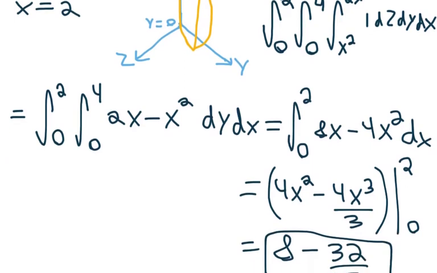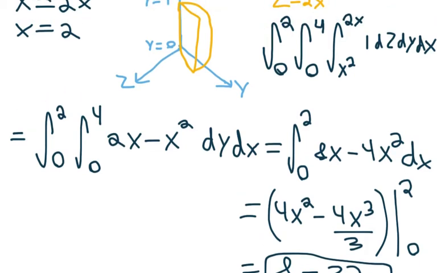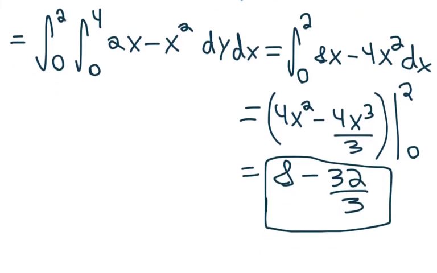So the integral of 1 is simply going to give us z. Then we plug in 2x and then minus x squared. That gives us the first inner integral. Then if we do that in terms of y for the second integral, we get 2yx minus x squared y. Plug in our 4, we get 8x minus 4x squared. And finally, we solve the last integral to get 8 minus 32 over 3.